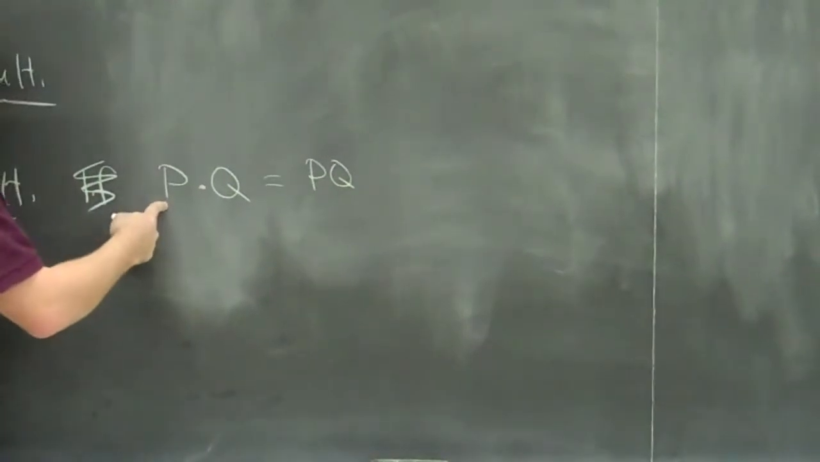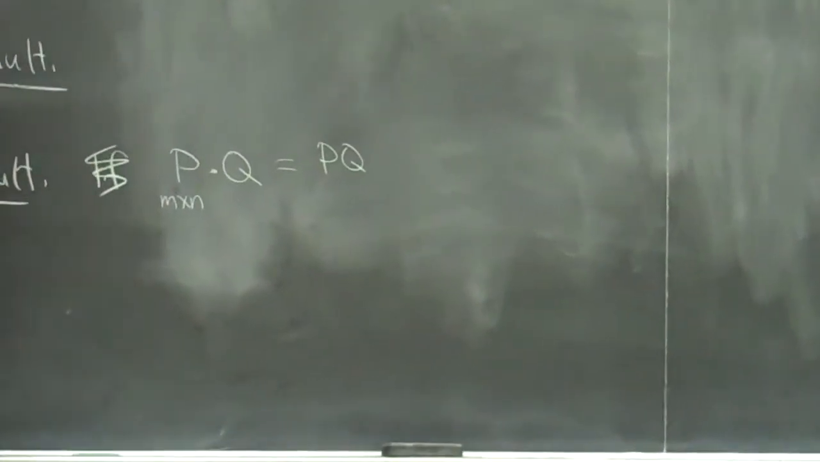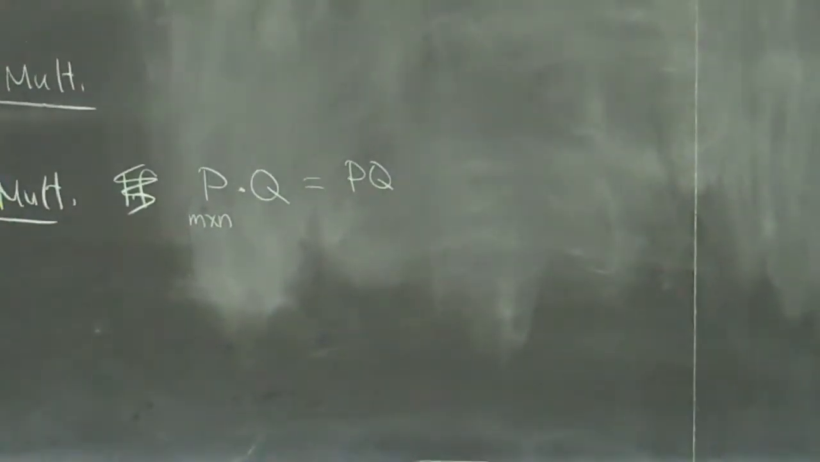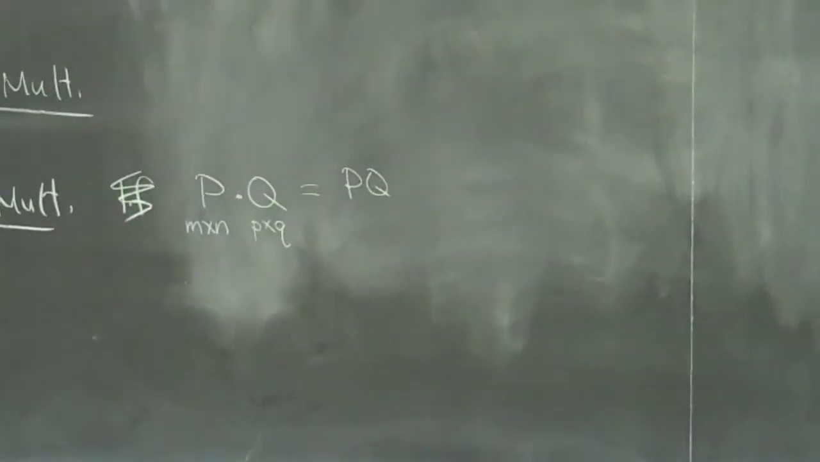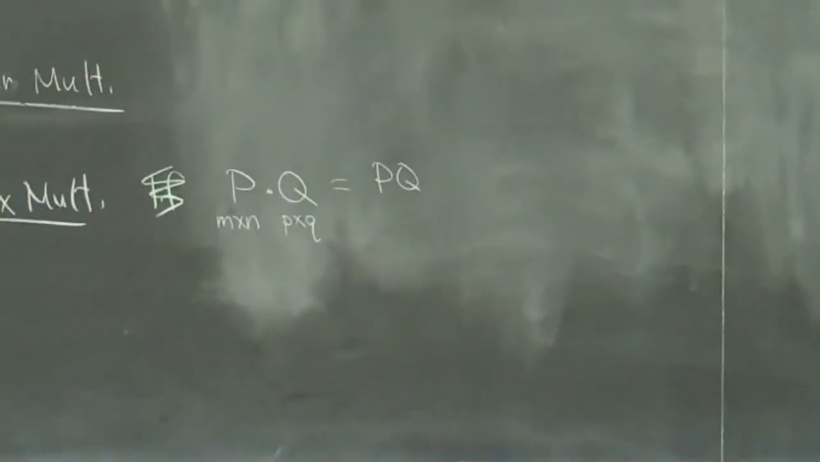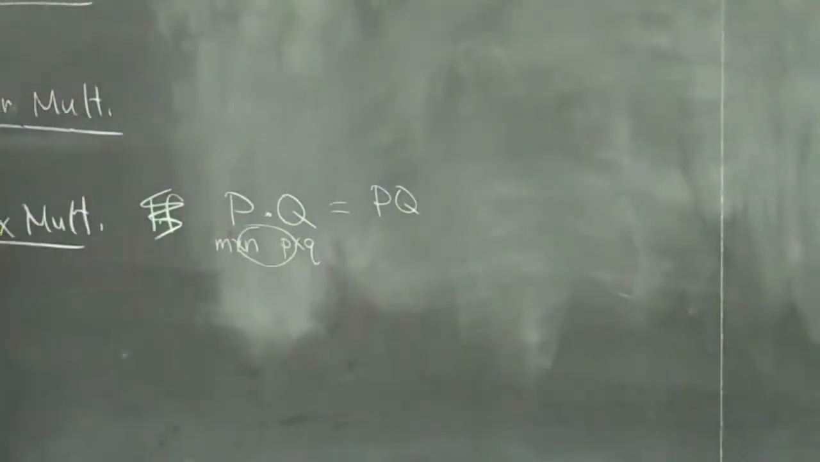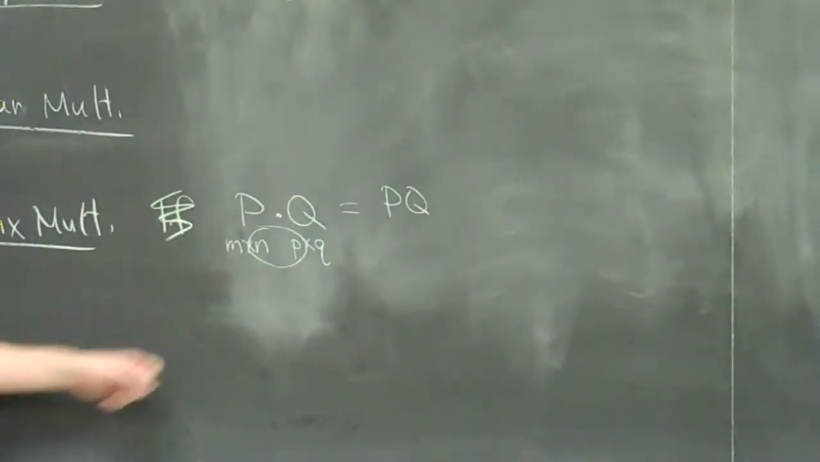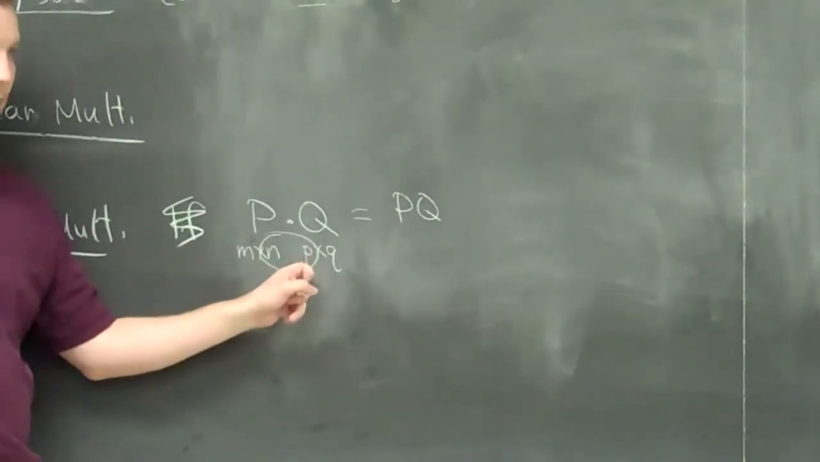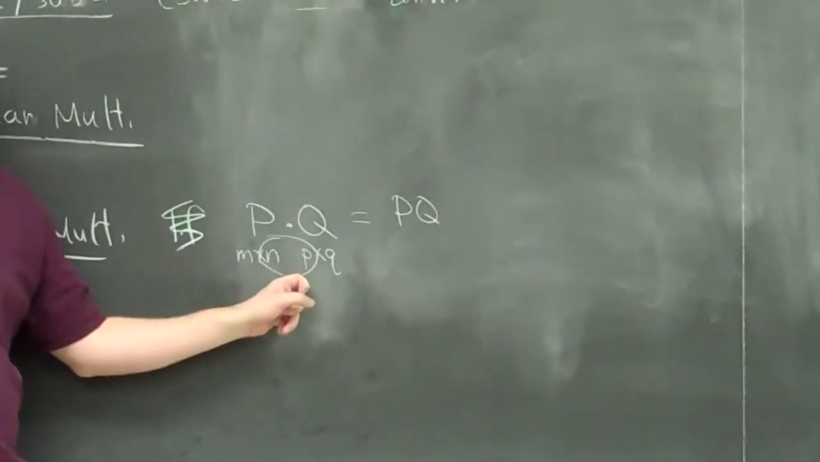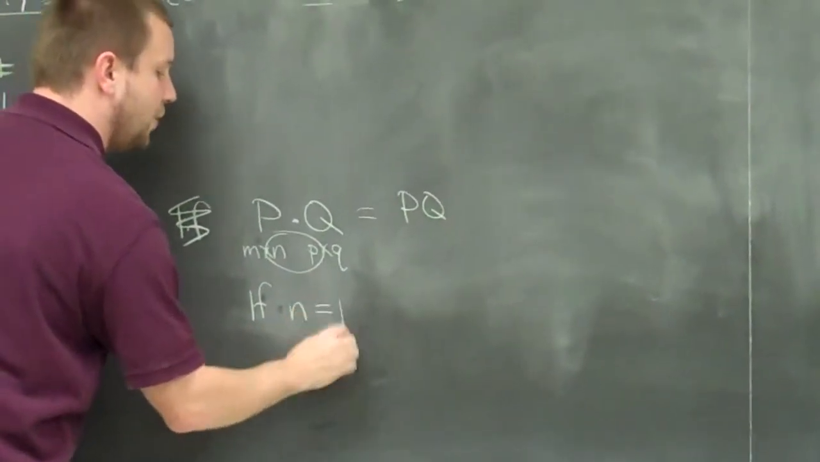But PQ only exists if some of my dimensions match up. So let's say generically the dimensions for matrix P are m by n, and the dimensions for Q are little p by little q. In order for that product to actually work, the two numbers in the middle have to be the same. The number of columns in the first matrix has to be the same as the number of rows in the second matrix. So the way we say this is if n equals p.